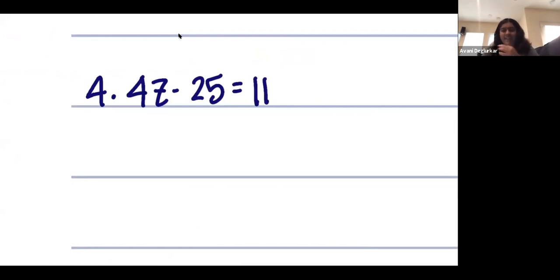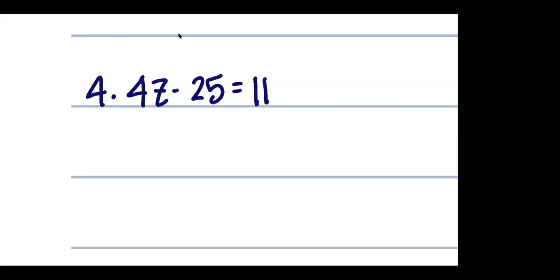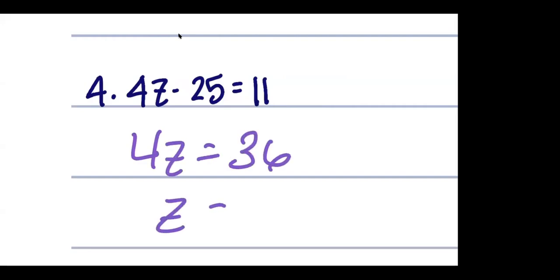Okay, Vedant, you can try it. Z equals 9 because you add 25. So 25 plus 11 is 36. And then you divide it by 4, so it's 9. Yep.